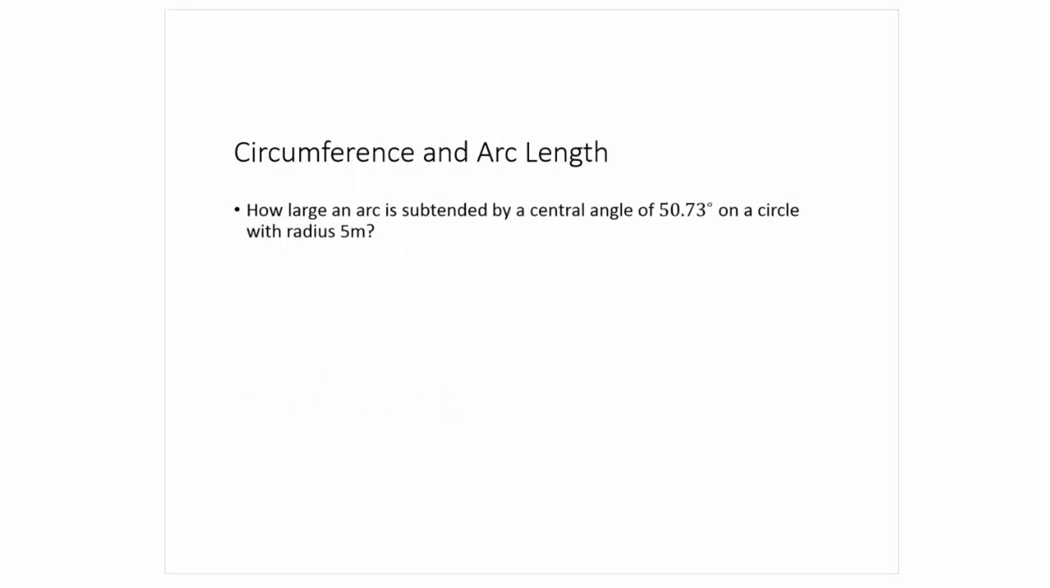How large an arc is subtended by a central angle of 50.73 degrees on a circle with radius 5 meters? How large an arc? All right, so let's do some problem solving. We want s, if we're thinking about that diagram on the previous slide, subtended by a central angle theta of 50.73 degrees on a circle with radius 5 meters.